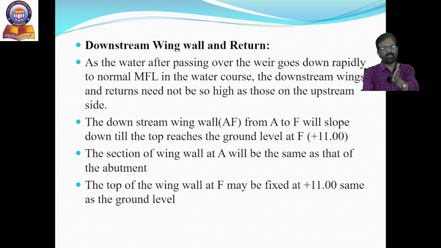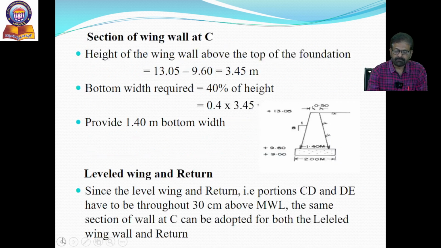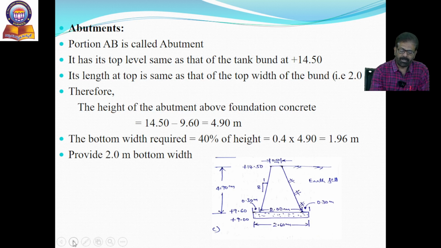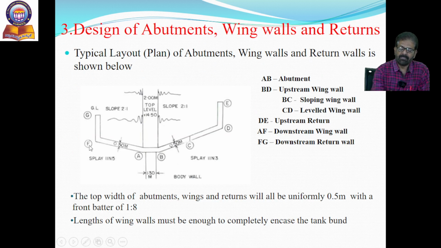However, at the starting point it is the same as the 14.50 abutment cross section only. See here, A to F and F to G. So in the downstream side, A to F is a completely sloping wing wall. The cross section at A we know, the abutment already designed, is at plus 14.5 meter at its top. So from A to F we have to provide a sloping wing wall complete up to existing ground level. Existing ground level in the present case has been given as 11 meters. So let us imagine 14.5 here, 11 meters here. Nearly 3.5 meters slope down we have to maintain.